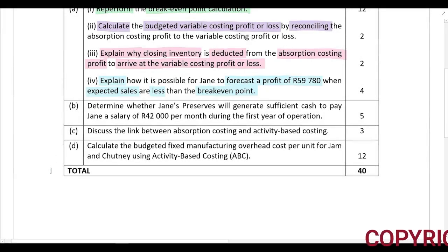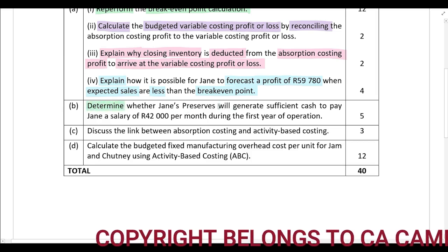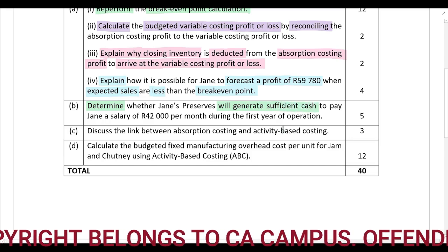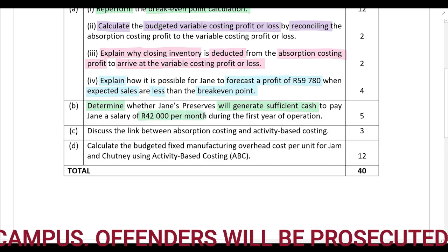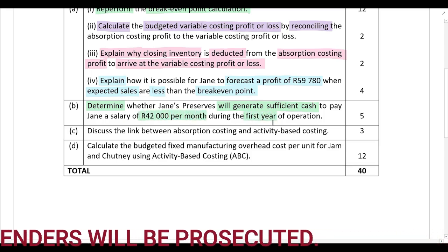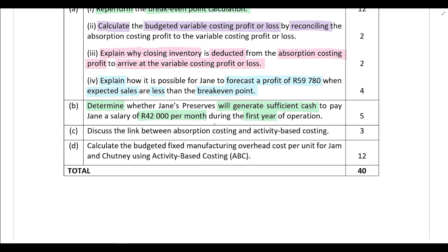Then in part B, determine whether Jane's Preserves will generate sufficient cash to pay Jane a salary of $42,000 per month during the first year of operation. All right, so over here, guys, it's important to note we already know during the first year that the company is not going to sell enough units, or they're selling less than their break-even point. So if variable costing is used, we can see that they're actually forecasting a loss.